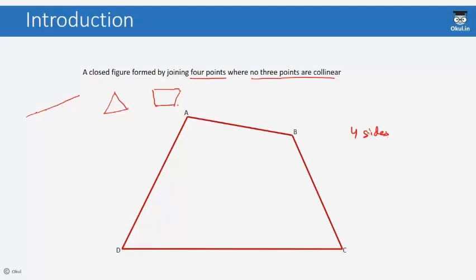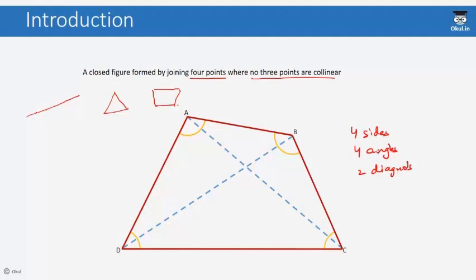The next one is it should have 4 angles. That is angle A, angle B, angle C and angle D. 4 angles. And the last one, a quadrilateral should have 2 diagonals. Here AC and BD are the 2 diagonals. So a quadrilateral must have 2 diagonals.